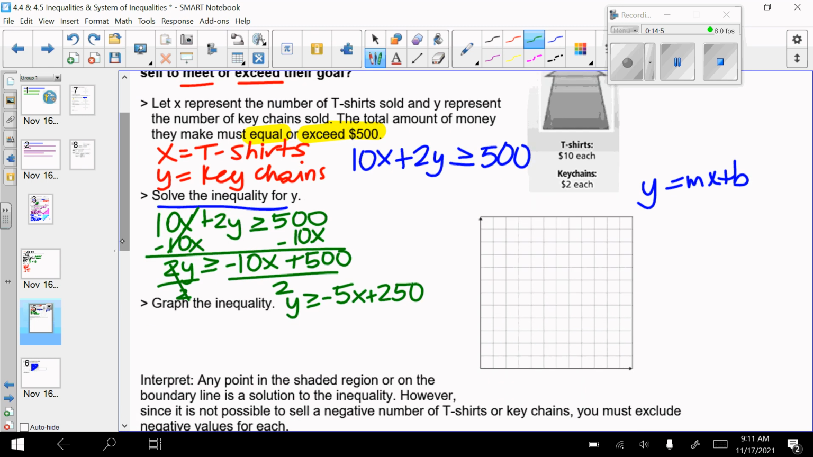So we can easily graph the y-intercept, but let's label this first. They don't have it labeled, so let's label it. I'm going to do my t-shirts on the x-axis. I'm going to label it by 20s. Just to make it easier, each box is 10, but to write less, I'm just going to do 40, 60, 80, and so on.